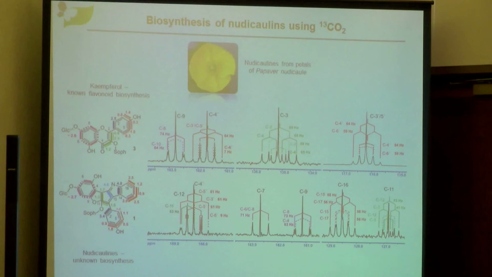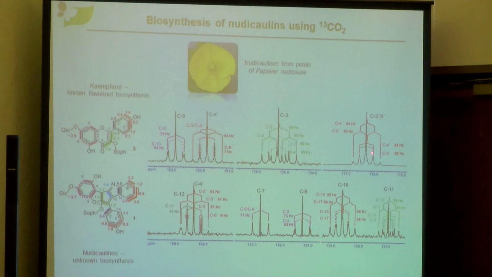And now I come back to the example which I introduced before, the Iceland poppy flower petals, where the yellow color is nudicaulin in structure. The biosynthesis of this compound, of course, was not known, and what we have done here is to use this carbon dioxide labeling to compare the labeling pattern for the well-known flavonoids with the pattern for the unknown biosynthesis of nudicaulins.